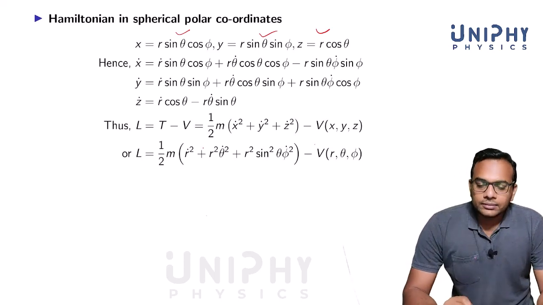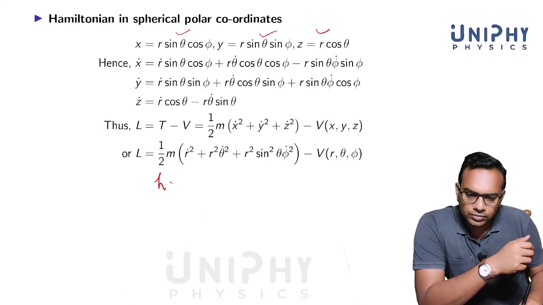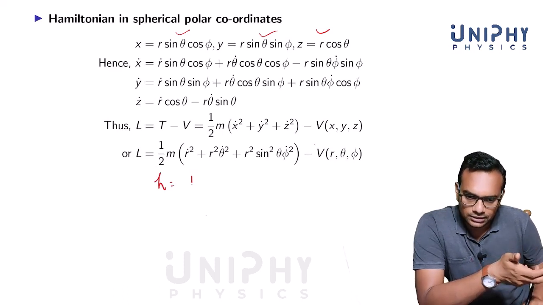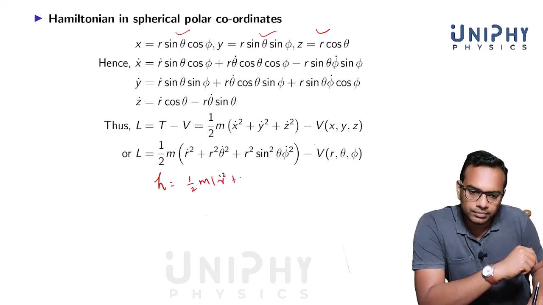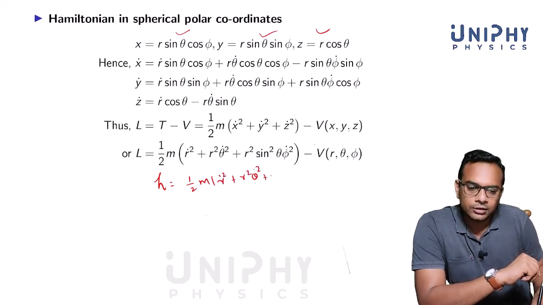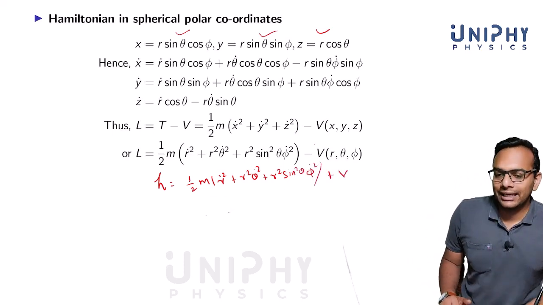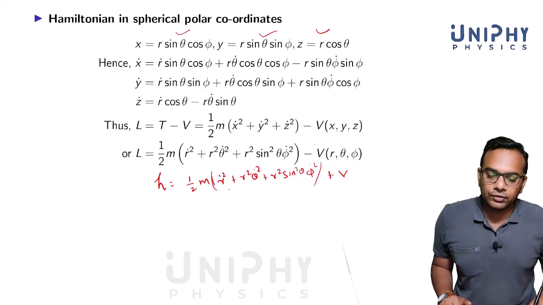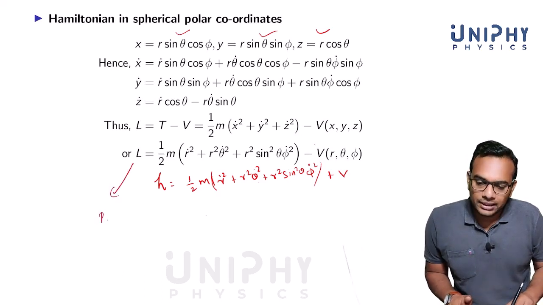All right. So that's the Lagrangian. Now we can write H is equal to T plus V. Okay, half m (ṙ² + r² θ̇² + r² sin²θ φ̇²) plus V. Okay, that's your H function. Now you have to substitute for ṙ, θ̇ and φ̇ in terms of the corresponding momenta. For that, we find p_θ, p_r from here.